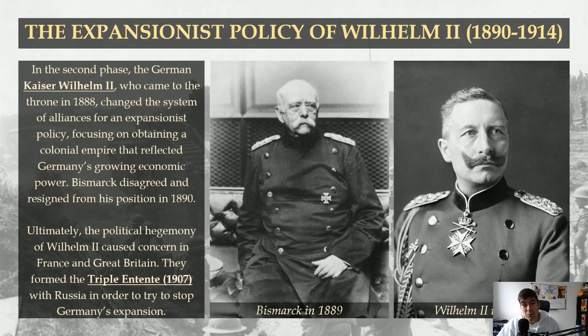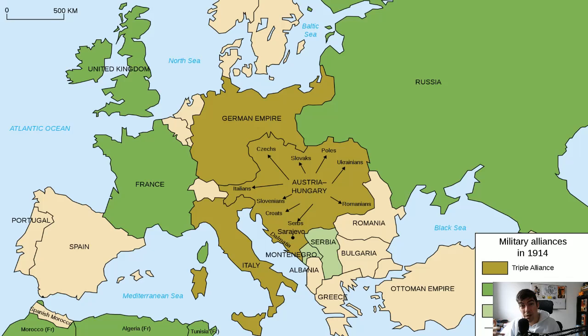Here we have the alliances prior to the start of the First World War. We have two main alliances. First, the Triple Alliance between the German Empire, Austria-Hungary and Italy. Remember, this is prior to the World War, because these won't be the countries that will fight in the World War, because Italy will betray its allies, but we will see it later. And the Triple Entente, which is Russia, France, and the United Kingdom.